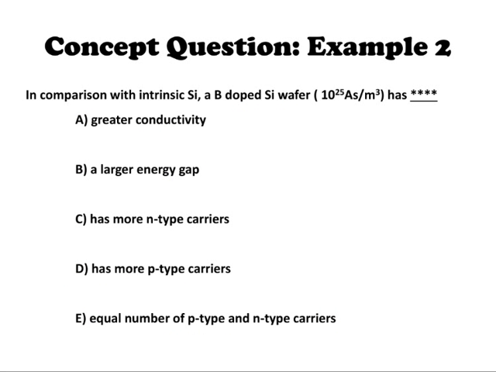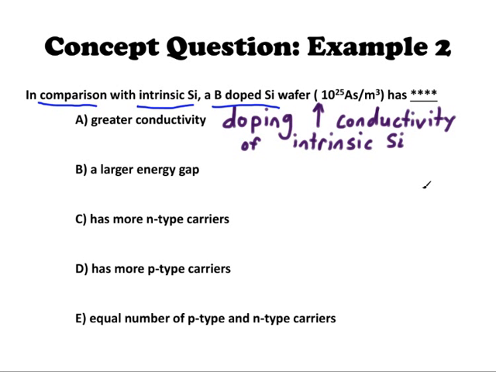Concept question, example 2. In comparison with intrinsic silicon, a boron-doped silicon wafer has blank. Option A, greater conductivity, is a correct answer because doping increases the conductivity of the intrinsic silicon. So remember that when you add impurity atoms to a semiconductor, it will increase the conductivity.